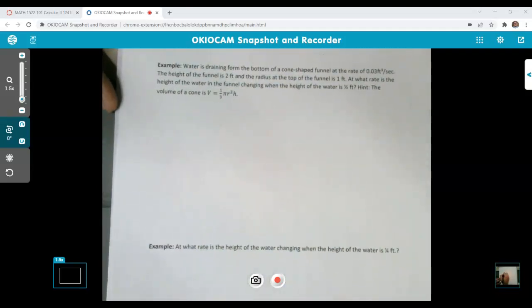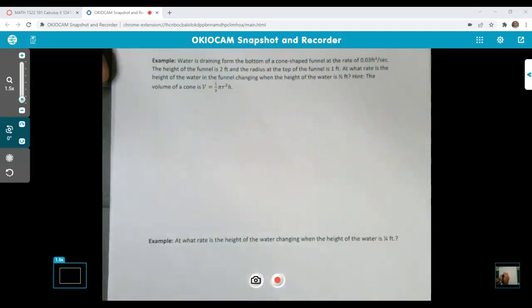Water is draining from the bottom of a cone-shaped funnel at a rate of 0.03 cubic feet per second. The height of the funnel is 2 feet, and the radius at the top of it is 1 foot. At what rate is the height of the water changing when the height of it is 1/2 of a foot? Hint, the volume of the cone is V equals 1/3 pi r squared times h.